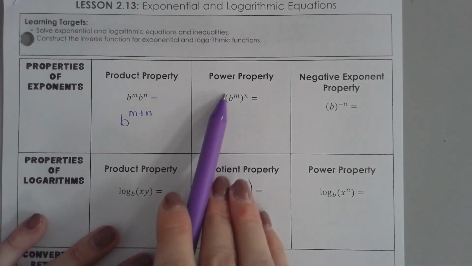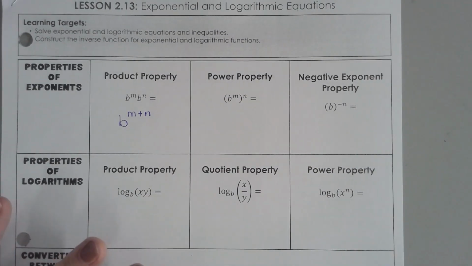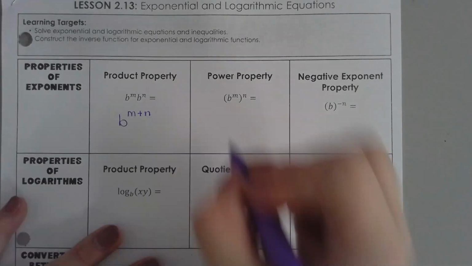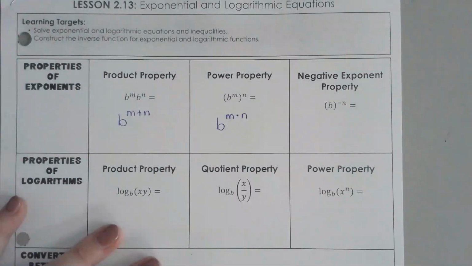If you have something with an exponent and you raise that to another exponent, what do you do with the exponents? Multiply them. So this would be b to the m times n.